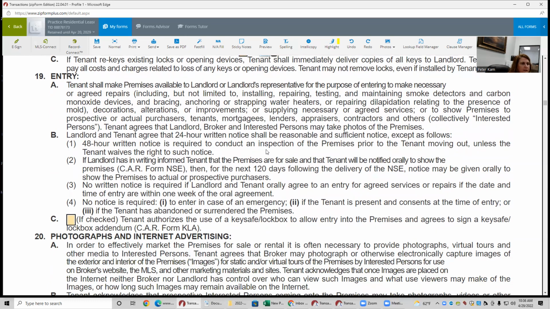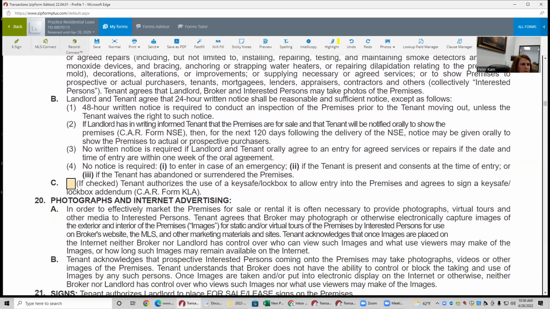Okay, entry. The tenant shall make the premises available to the landlord or the landlord's representative for the purpose of entering or making necessary or agreed to repairs. Usually the landlord and tenant agree a 24-hour written notice is reasonable and sufficient notice, except as follows. 48 hours written notice is required to conduct an inspection of the premises prior to the tenant moving out, unless the tenant waives this right.